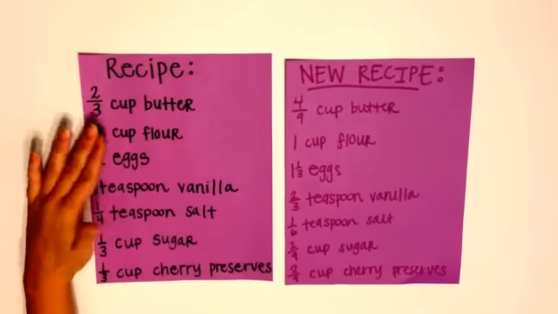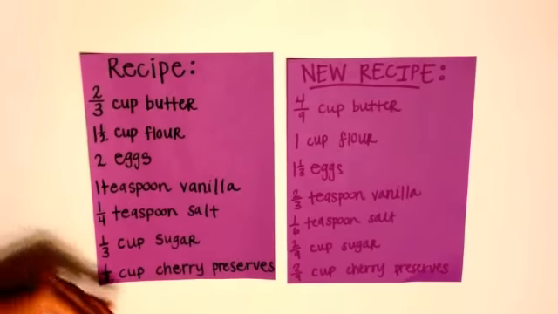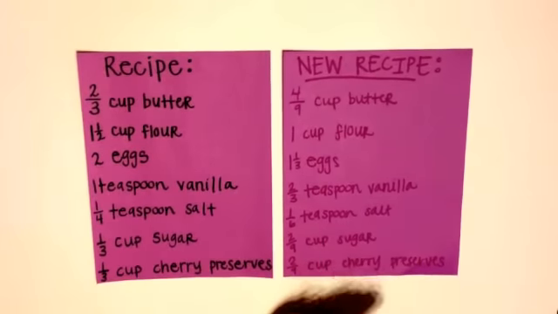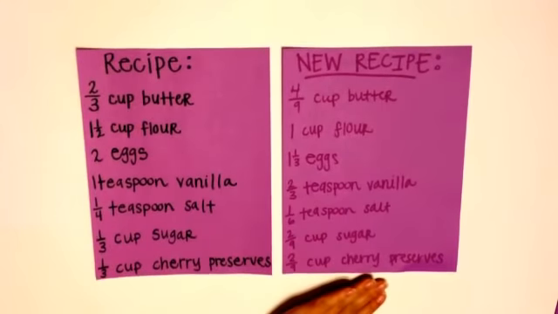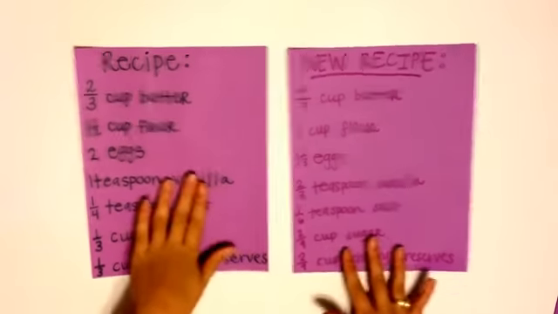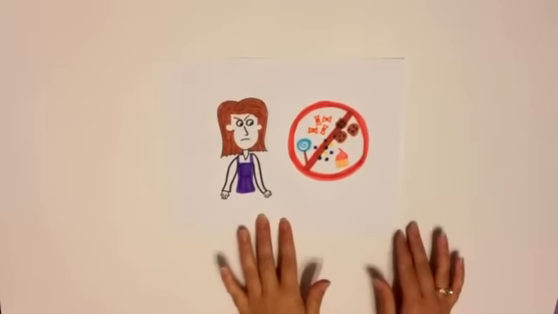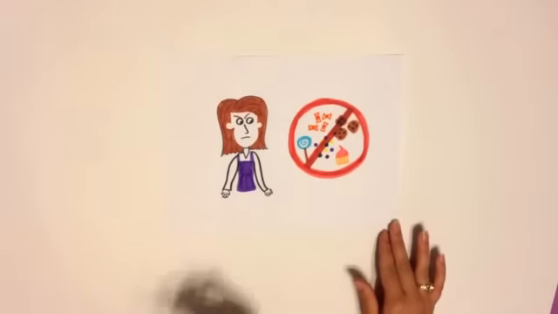Now that we've multiplied all of our measurements by 2/3, we have Sally's brand new recipe that she can use to make cookies for her 4 friends. Too bad Sally doesn't get to eat any cookies because her mom said no.